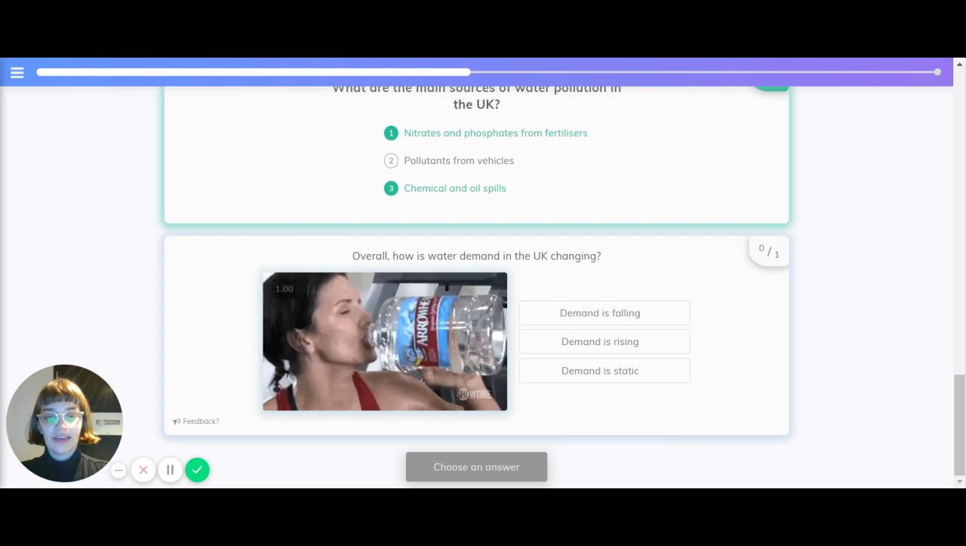Overall, how is water demand in the UK changing? Is it falling, rising, or is it static, meaning not changing?